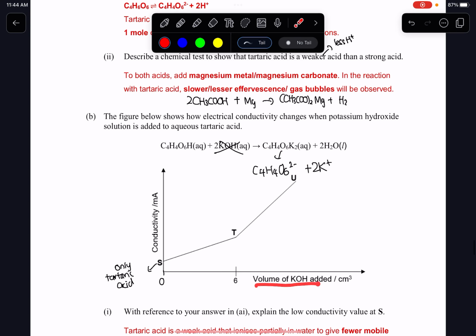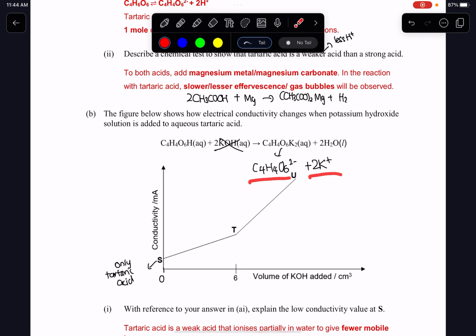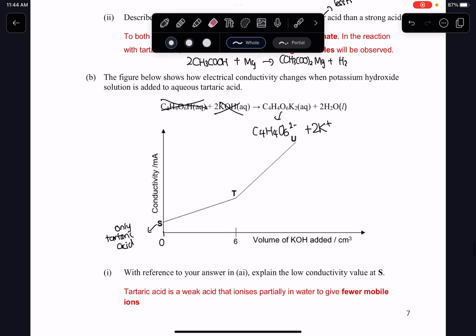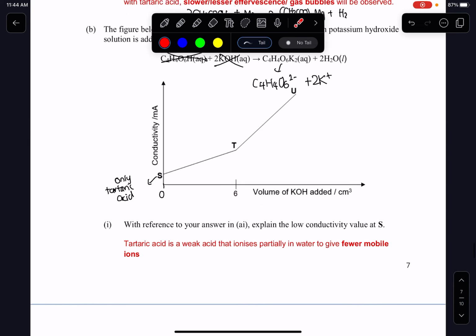So as you add potassium hydroxide, you are not increasing the conductivity by increasing the amount of OH- ions in the solution, but rather providing even more ions to conduct electricity. Of course, your acid is also used up at this point. So the answer for part 2 will be: the salt form is soluble in water, presence of more mobile ions because the salt can ionize as well. It's aqueous.